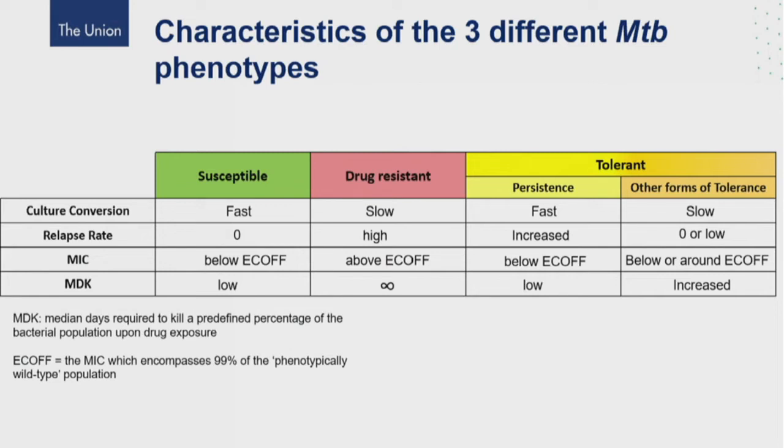If we look at the other form of tolerance, there's actually slow culture conversion, and that's typical, explaining this interpatient variability in time to culture conversion. The relapse rate, however, is 0 or very low compared to drug-resistant TB and populations that contain persisters. Your MIC will be below or around the ECOF. People have talked about creeping MICs, coming a little bit higher towards the ECOF or just around or above. And because culture conversion is slow, the MDK will be increased.